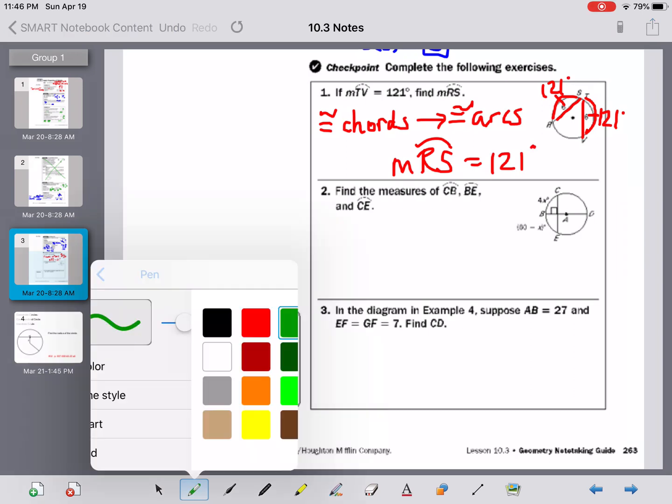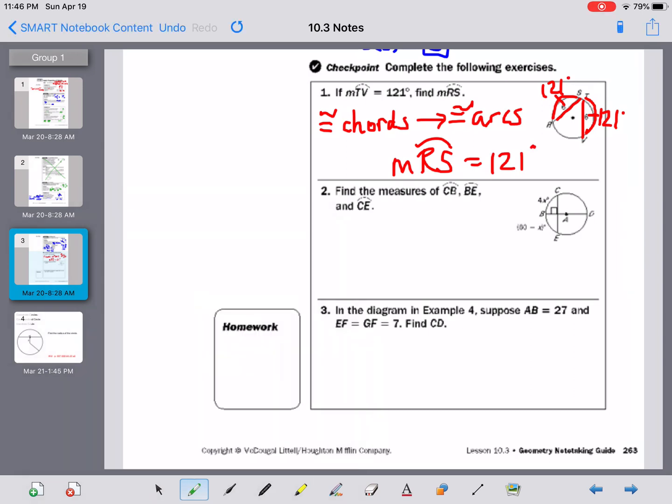All right, number 2. It says find the measure of arc CB, the measure of arc BE, and the measure of arc CE. So let's look at the picture and see what we can figure out. I notice that point A here, the center of the circle, has a chord going through it. A chord that goes through the center is definitely a diameter, and that diameter is perpendicular to the other chord. Well, from our earlier rule, if our diameter is perpendicular to a chord, it will also bisect the chord. So that means that chord CE is bisected. And if the chord is bisected, it's also going to split this arc in equal parts.